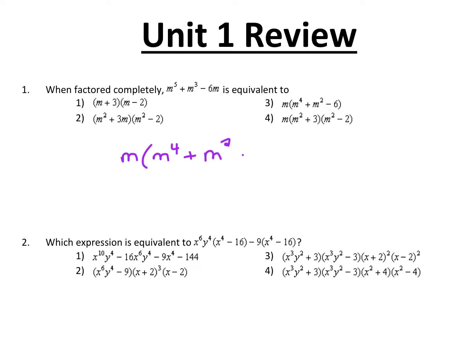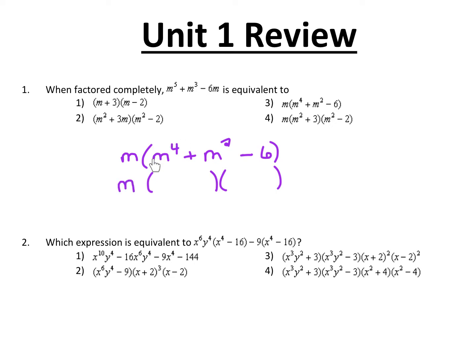And I'll bring down the minus. And we had a 6m, but we took the m out. So we're going to take this 6 and bring it down. All right, so now we want to look and see what we have in the parentheses. So we have a trinomial, 3 terms. And whenever the leading coefficient of a trinomial is a 1, what we do is we set up 2 sets of parentheses. And don't forget about this m on the outside. We've got to bring that down, right? That's part of our expression.